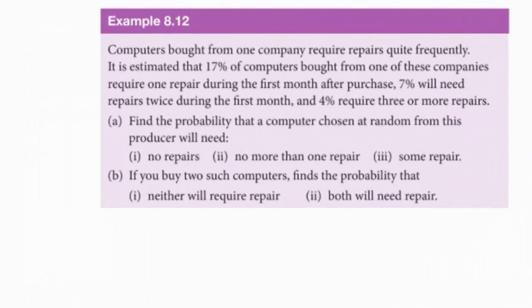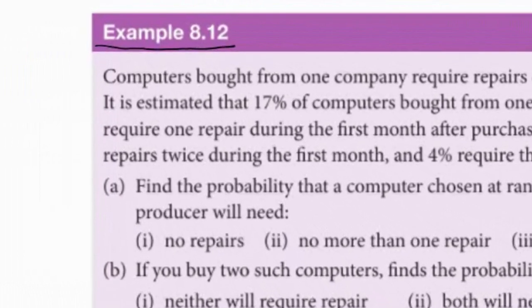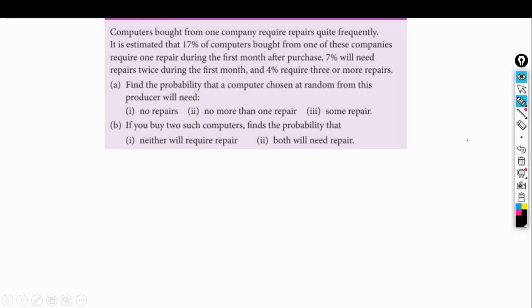Next, we're going to focus on example 8.12. It says computers bought from one company require repairs quite frequently. It is estimated that 17% of computers bought from one of these companies require one repair during the first month after purchase. 7% will need repairs twice during the first month, and 4% require 3 or more repairs.